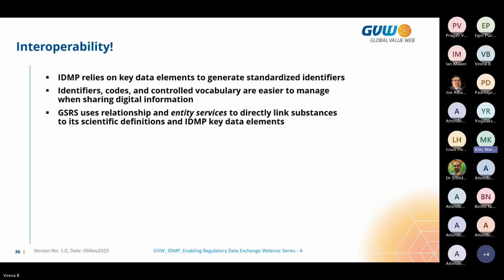Okay, so interoperability. IDMP promotes interoperability. It helps us track the life cycle of a substance because it relies on key data elements to generate standardized identifiers. We have identifiers, codes, controlled vocabulary, easier to manage, sharing digital information. And GSRS uses relationships, and we call it entity services, but that's our application, our products module, to directly link substances to their scientific definition and the IDMP key data elements. Next.